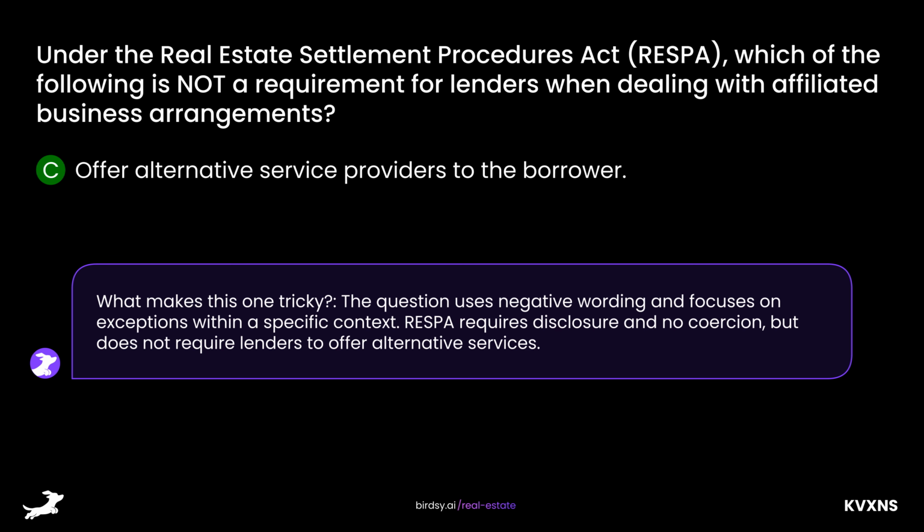What makes this one tricky? The question uses negative wording and focuses on exceptions within a specific context. RESPA requires disclosure and no coercion, but does not require lenders to offer alternative services.